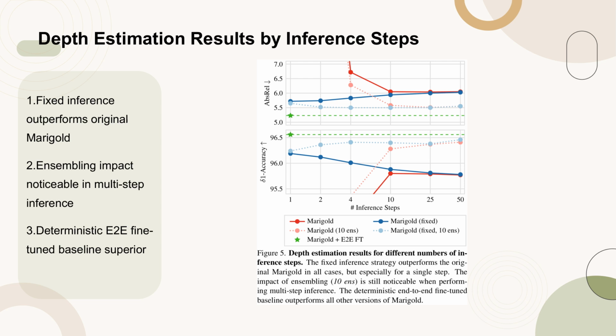Figure 5 illustrates the depth estimation results across various inference steps. Notably, the fixed inference strategy consistently surpasses the original Marigold method, particularly in single-step scenarios. The effect of ensembling, indicated by 10 ens, remains significant during multi-step inferences. Additionally, the deterministic end-to-end fine-tune baseline demonstrates superior performance over all other variants of Marigold.